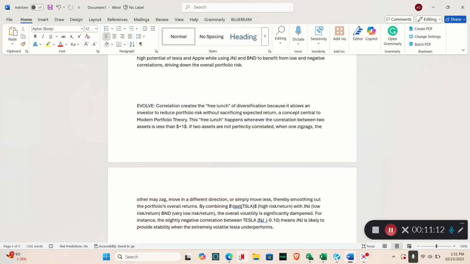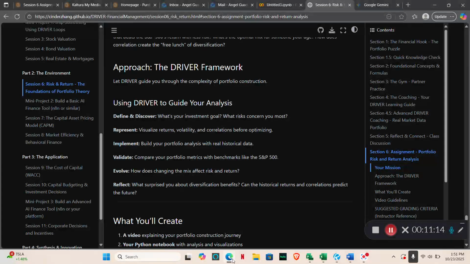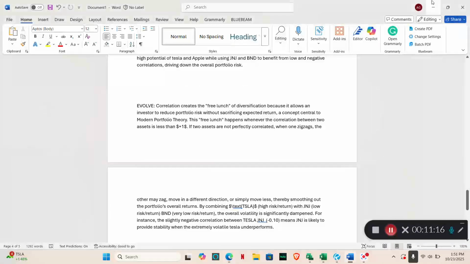To evolve this, how does changing the mix affect risk and return? So correlation creates a free lunch of diversification because it allows an investor to reduce portfolio risk without sacrificing expected return, a concept central to modern portfolio theory. This free lunch happens whenever the correlation between assets is less than 1.